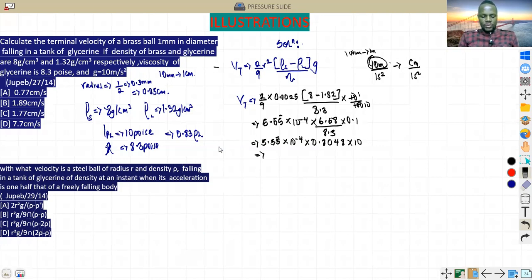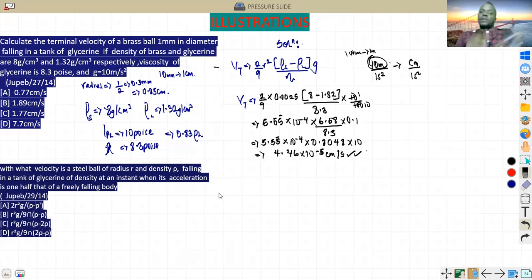This, you can always do it in your own way. And what I have here is still 4.44, 4.46, that is 4.5 times 10 raised to power -5. So please note that. That is what I have here, and that is in centimeter per second. So that should be the answer to the question.